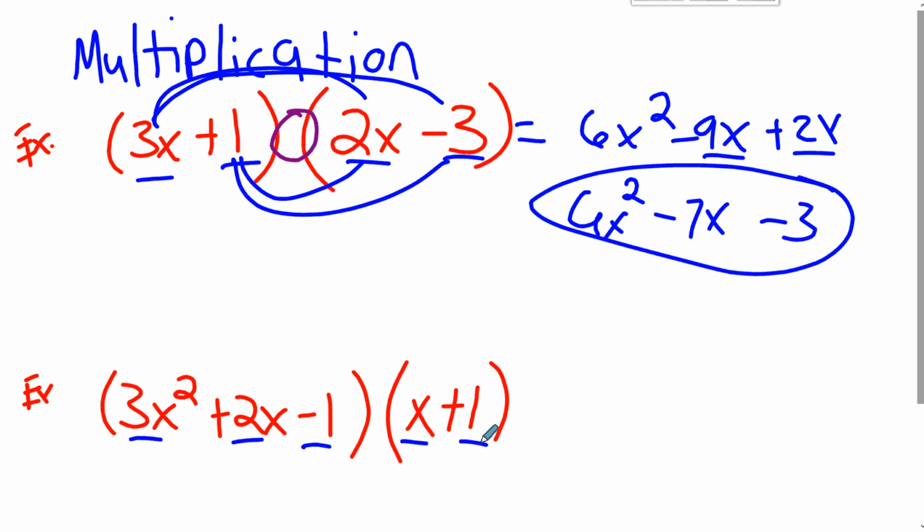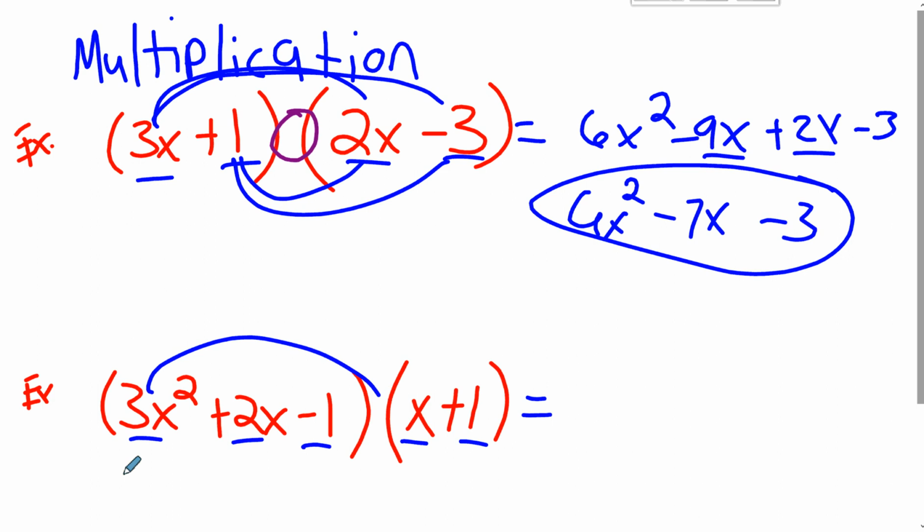Okay, this has 3 terms. This has 2. 3 times 2 is 6, so I should have 6 terms. This one, notice that I did have 4 terms, but I can combine those 2 ones in the middle. So 3 times 2 is 6, so I should have 6 terms.